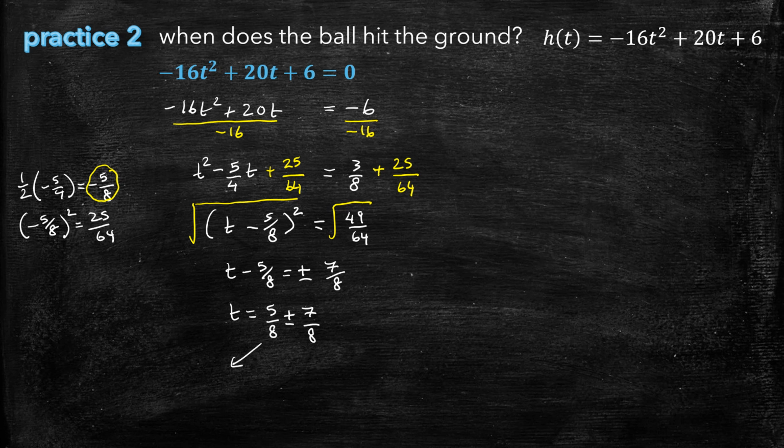And it seems like we can break this up a little further so we can get an answer. So 5/8 plus 7/8 is 12/8, which is 1.5 seconds. And the other answer would be 5/8 minus 7/8, which is going to give us a negative answer, so not very useful in the context of this problem. So it appears that the ball hits the ground 1.5 seconds later.